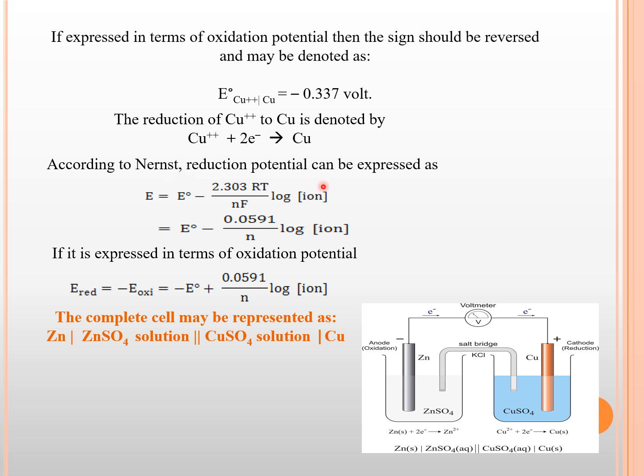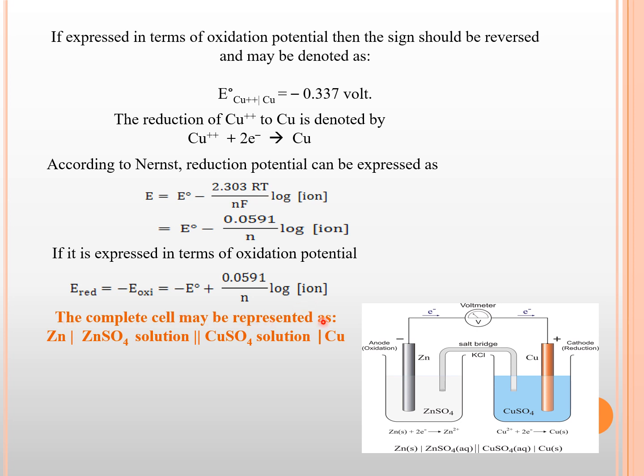According to Nernst, reduction potential can be expressed by the equation E is equal to E0 minus 2.303 RT divided by NF into log of concentration of ion. That is equal to E0 minus 0.0591 divided by N log of concentration of ion. And if it is expressed in terms of oxidation potential, then E reduction is equal to minus E oxidation. Then the sign of the right hand side has to be changed. That will be minus E0 plus 0.0591 divided by N into log of concentration of ions.